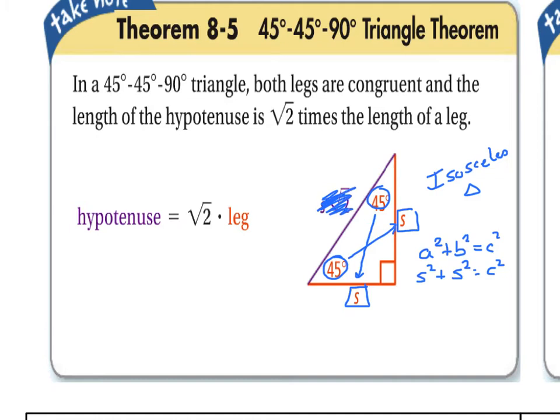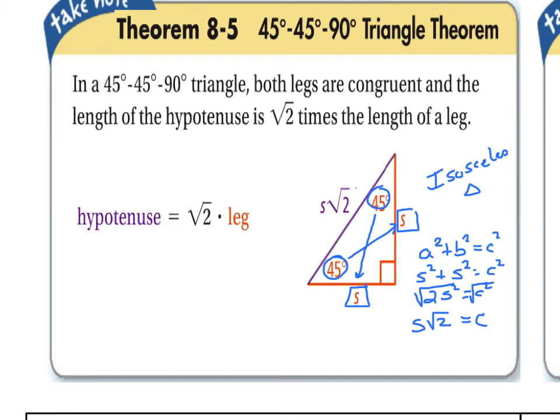Well, I would simplify and solve this equation. This happens to be 2 s squared is equal to c squared. And now to find c, I have to take the square root of each side. And this becomes c equals s, the square root of s squared comes out front, and the square root of 2 stays inside. So that's how they come up with s times the square root of 2 for the hypotenuse.